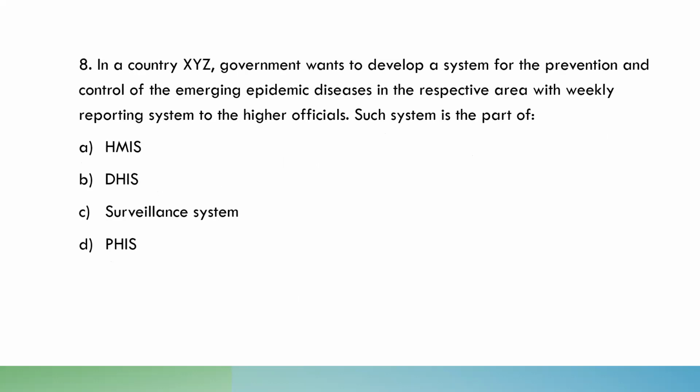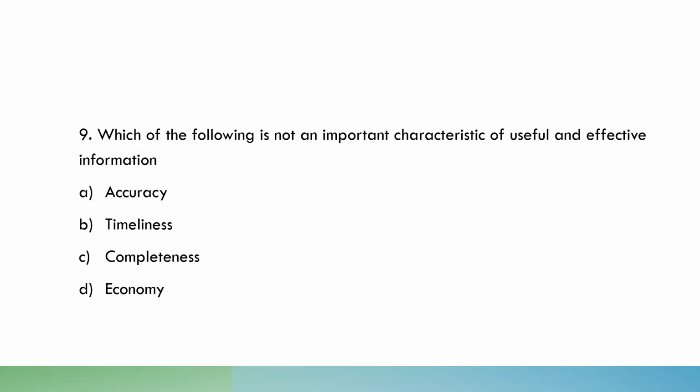In a country XYZ, a government wants to develop a system for the prevention and control of emerging epidemic diseases in the respective area with a weekly reporting system to the higher officials. Such a system is part of HMIS, DHIS, surveillance system, or PHIS. Whenever there is reporting on a weekly basis, it is part of the surveillance system. The remaining systems report on a monthly, quarterly, or annual basis.